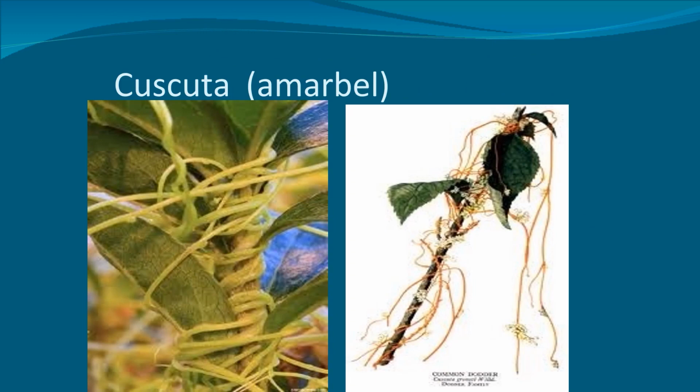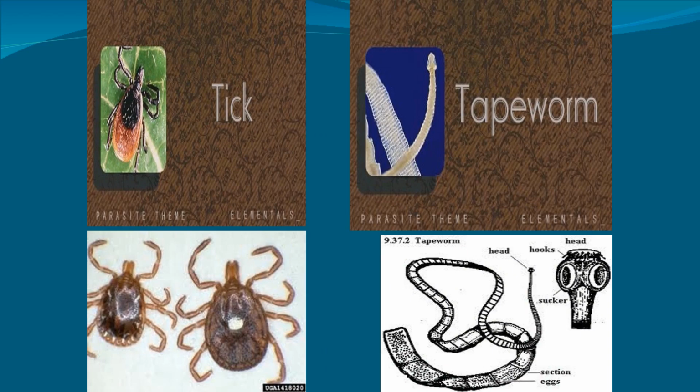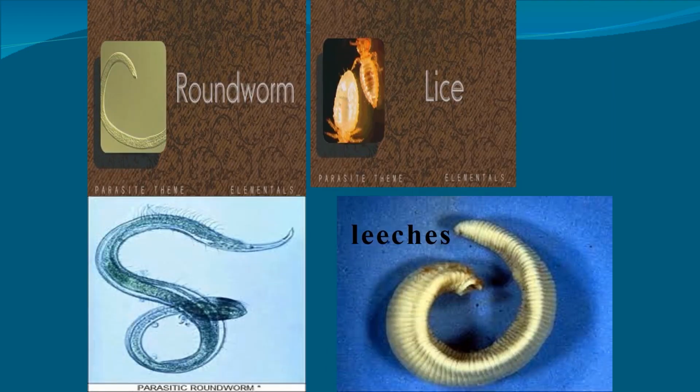Let us see the pictures of parasites. If I talk about plant parasites, we have cuscuta or the amarbel. If I talk about animal parasites, I can see ticks, tapeworms, roundworms, lice, leeches. All these are examples of parasites.